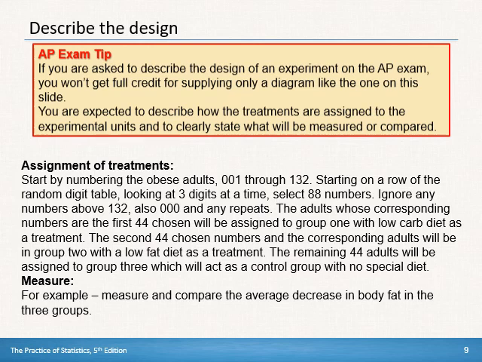You know, we randomly assign them to groups. So the three groups are identical. And so any changes in body fat, any decrease in body fat can be assumed that it is caused by the different treatment groups.